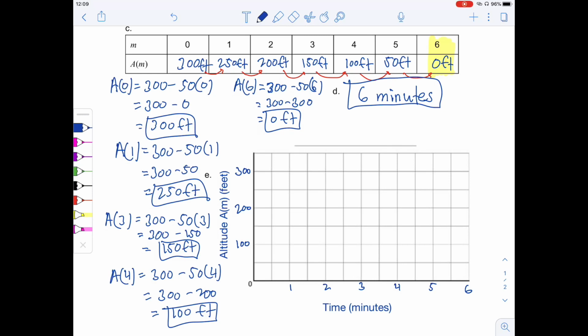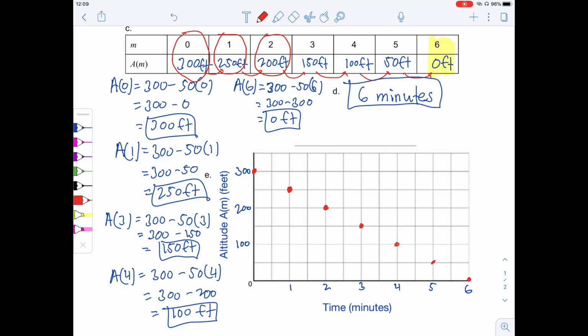So we have all our points here. So we have 0, 300, that's our ordered pair. So 0, 300 was right there. 1 minute, 250 feet, right there. And then we keep going, right? 2 minutes, 200 feet, it's right there. 3 is 150, 4 is 100, 5 is 50, 6 is 0 feet.